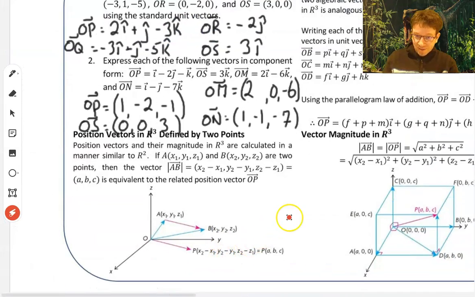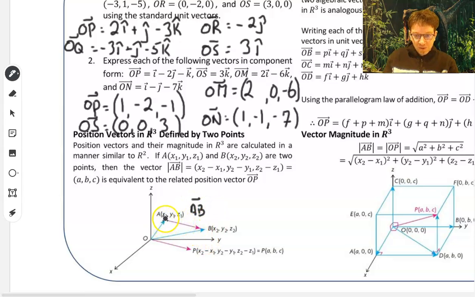Similarly, we can look at a line defined by 2 points. Let's say we have point A here, defined by x1, y1, z1, and point B here. We can connect those into a vector, which we'll call AB.